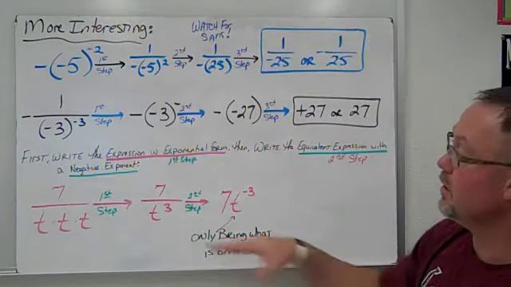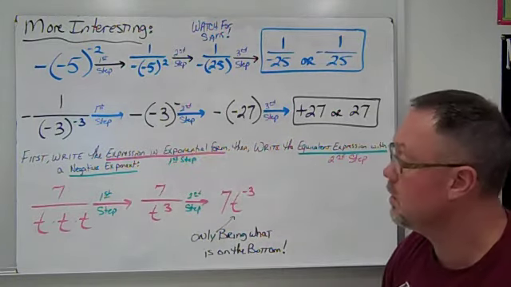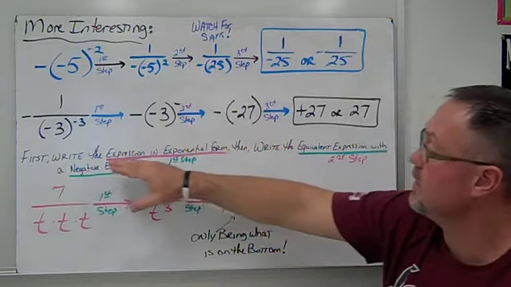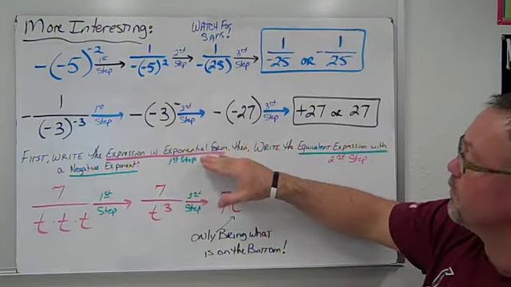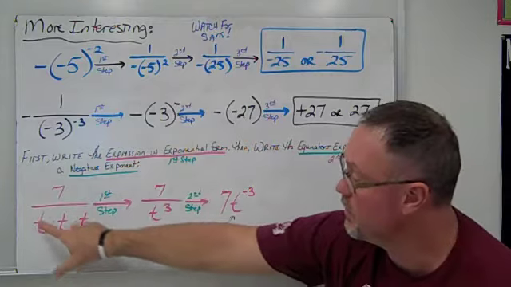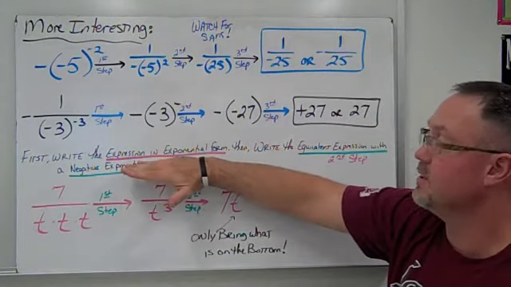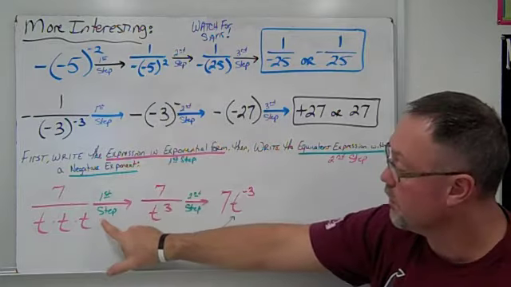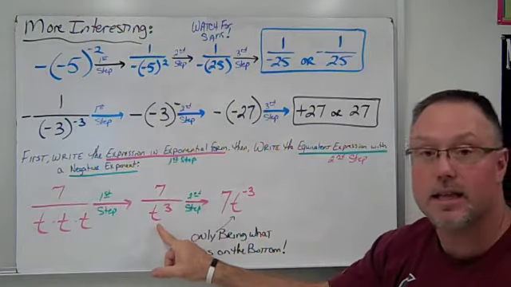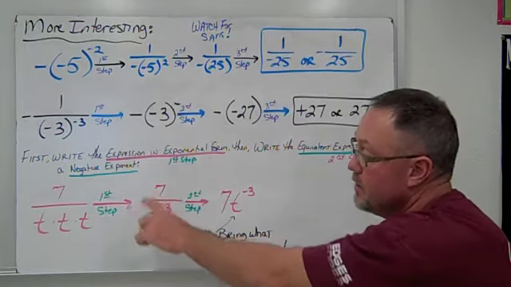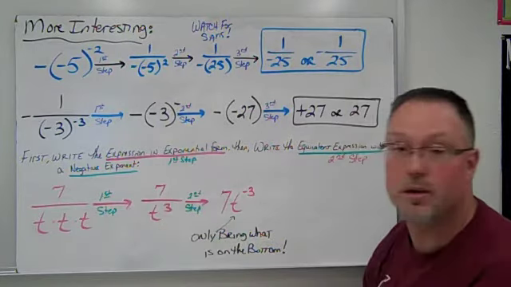Other ones that you're going to run into are some of the word problems. And it says, first, write the expression in exponential form. So our problem down here is 7 over t times t times t. So we have to write this in exponential form. So our first step is write it like this. So I have 7 over t to the third power.